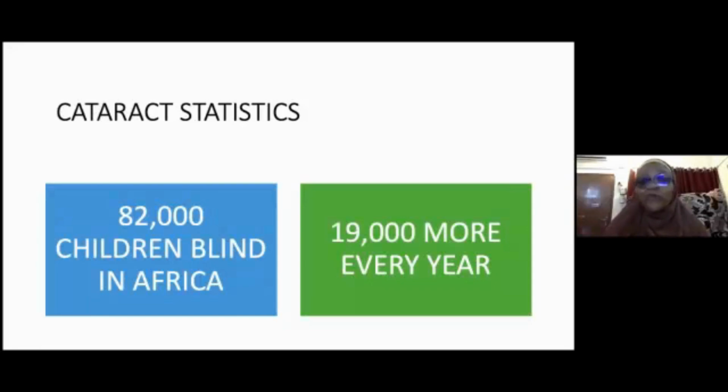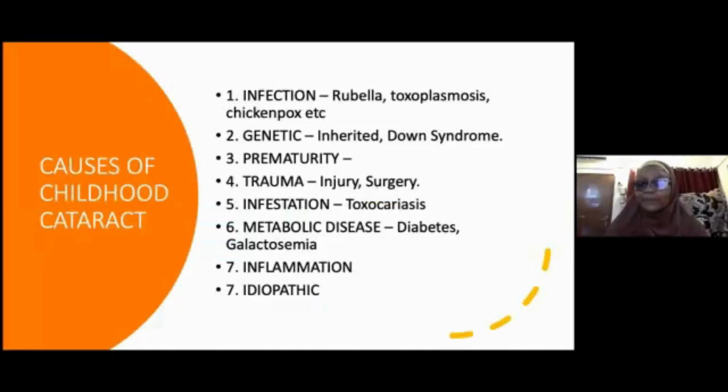And part of what we need to do is all educate ourselves so we know about it and we know what to do. And if there's any sort of prevention, we know that we need to jump on that as well. So let's go through the causes of childhood cataracts. And so I've enumerated here some of the causes.